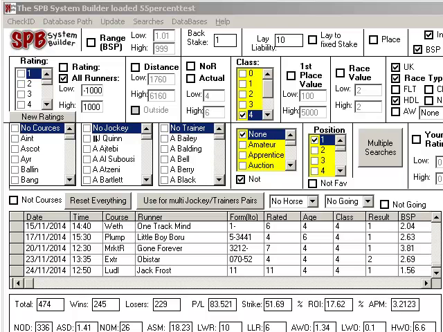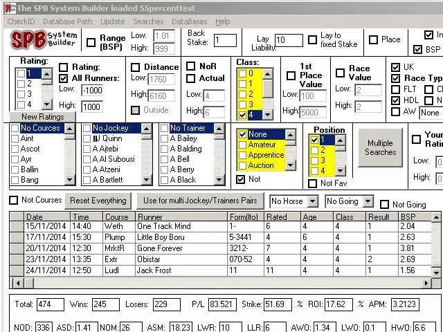Now there is a rule as far as this is concerned. Systems must be like for like. In other words, they must be all backs, all lays, or all place. It's no good mixing and matching, it won't work very well.